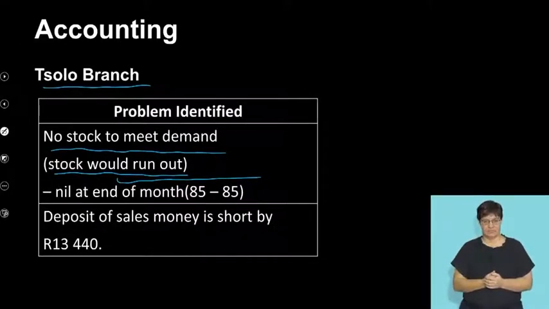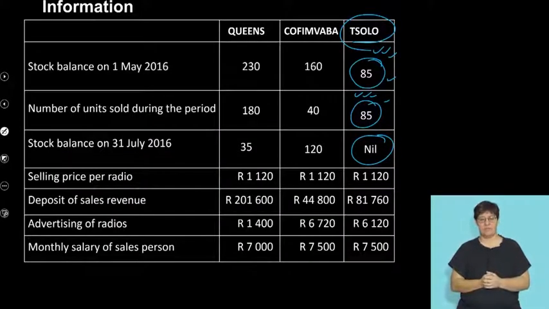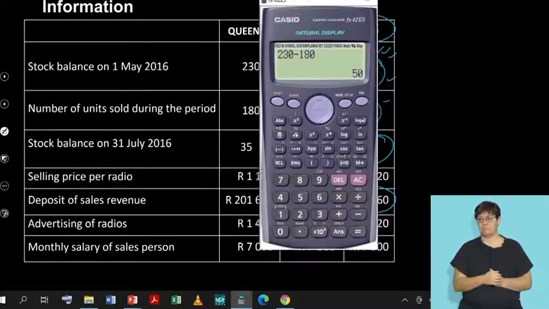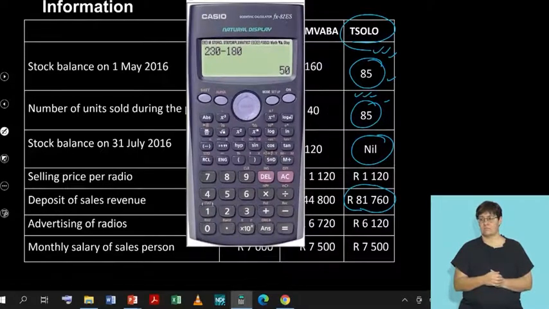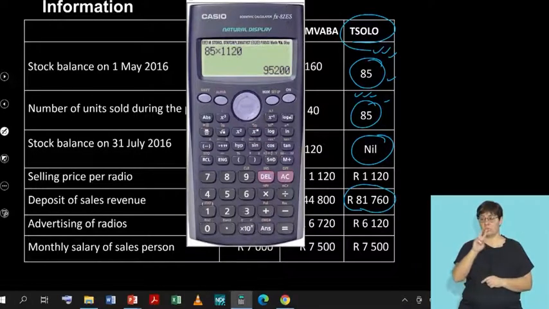Is there another challenge in that branch? Let's go and check it out. If you look at your deposit here, you have a deposit of 81,760, right? And if we look at the figures, let's take out our calculators here and say, okay, if we take this into account here, we had sold 85 units. So that's 85 times 1,120, which will give you a figure of 95,200. Okay, watch that again.